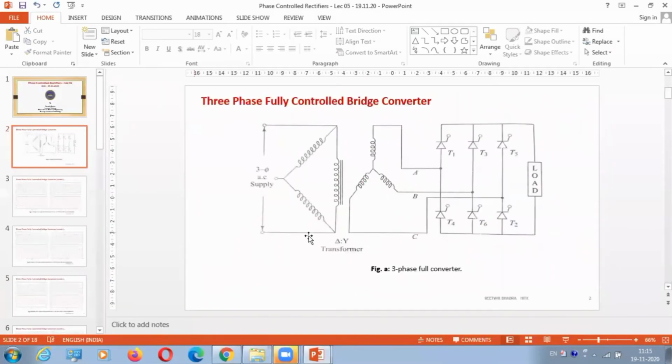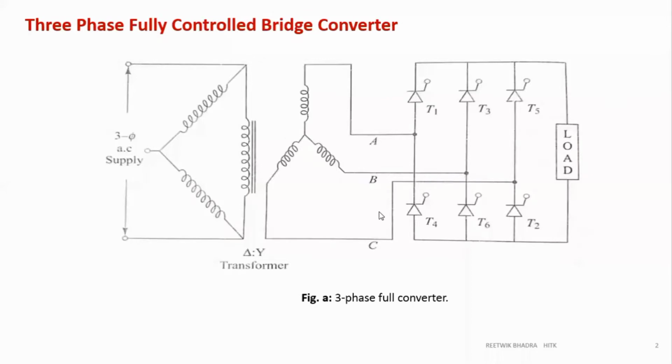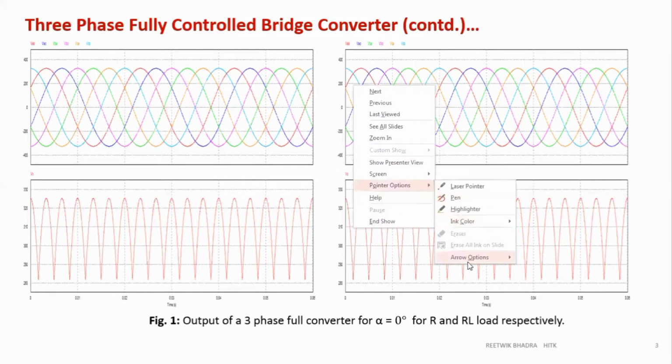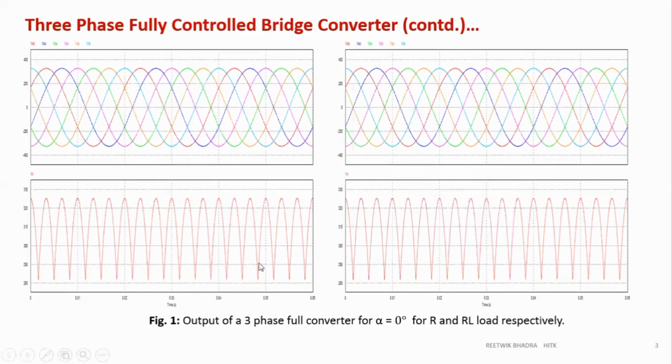Today we will not explain any circuit. We'll just take the same circuit and compare the waveforms. I have not taken any book waveforms. I have simulated them myself and tried to show you the exact results. So we'll just compare. Okay, so alpha equal to 0 degree. I have taken the waveform for alpha equal to 0 degree for R and RL load respectively. This side is R, the right hand side is RL.